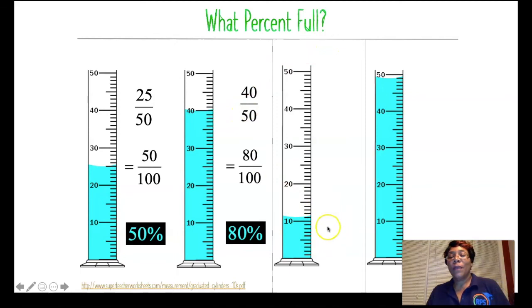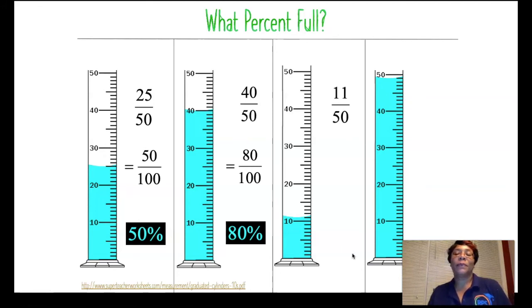So take a few minutes and look at the next two. Once you jot these answers down and think about what we did for the first two, jot down your answer, pause the video, and come back and we can check your answer to see if it's correct.